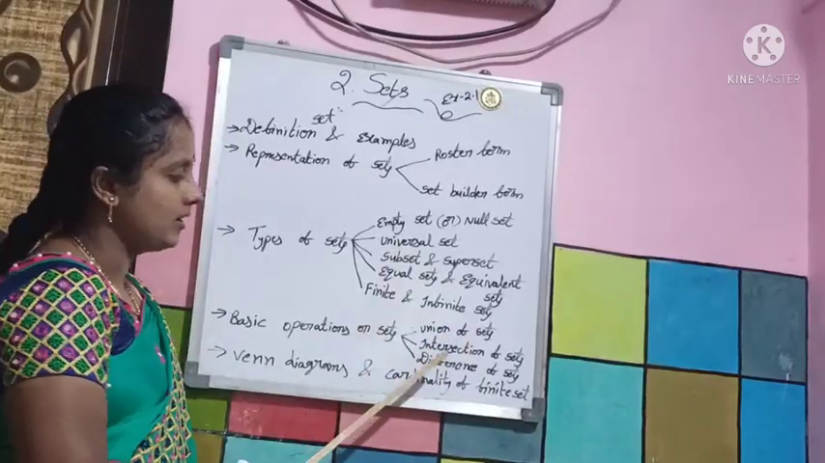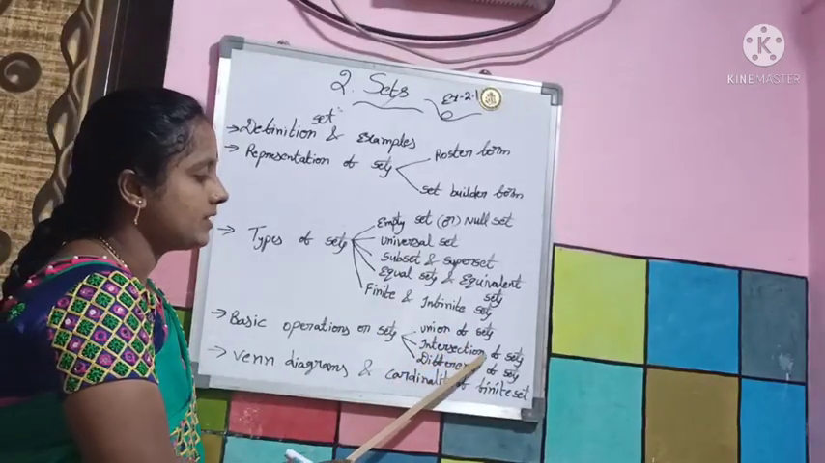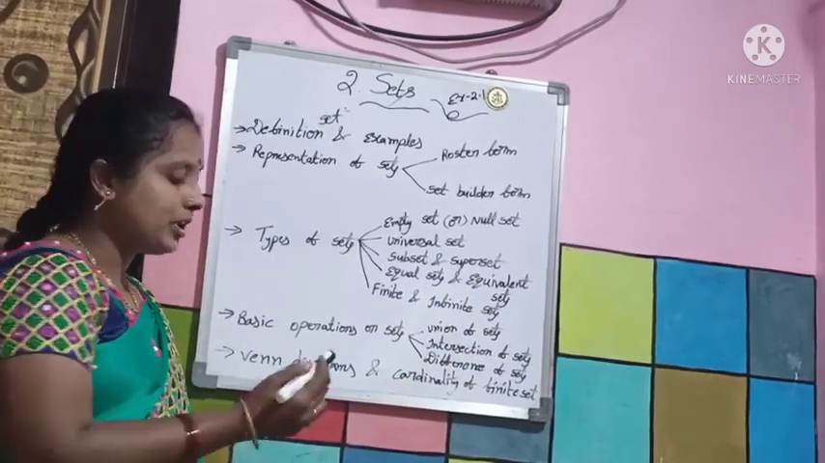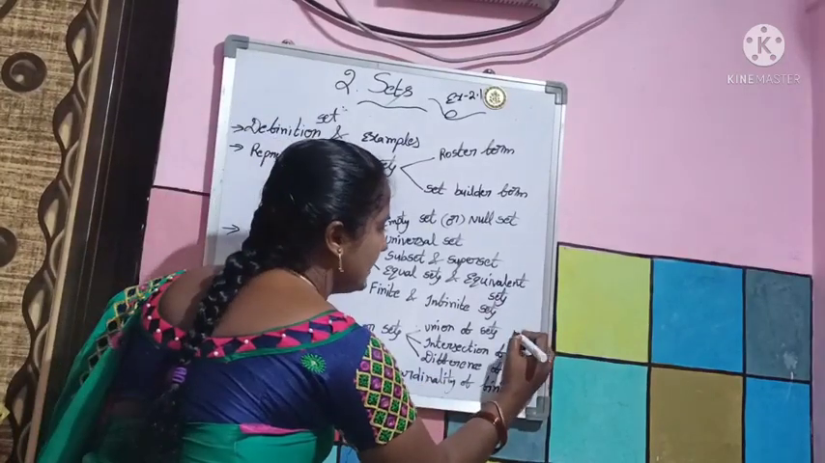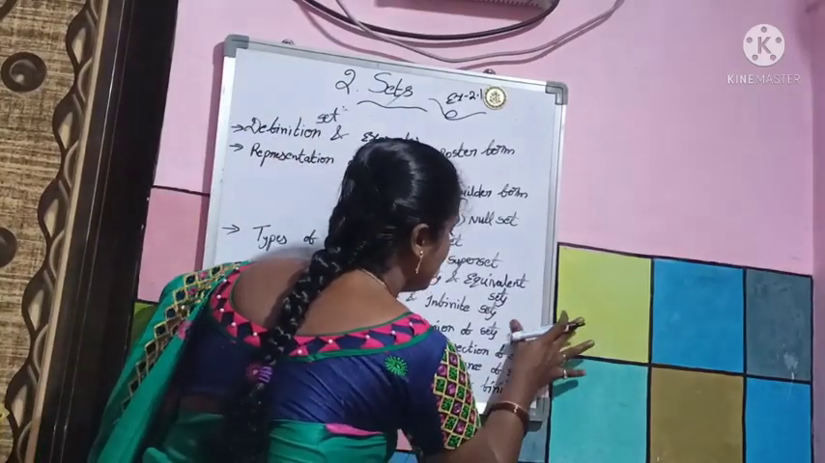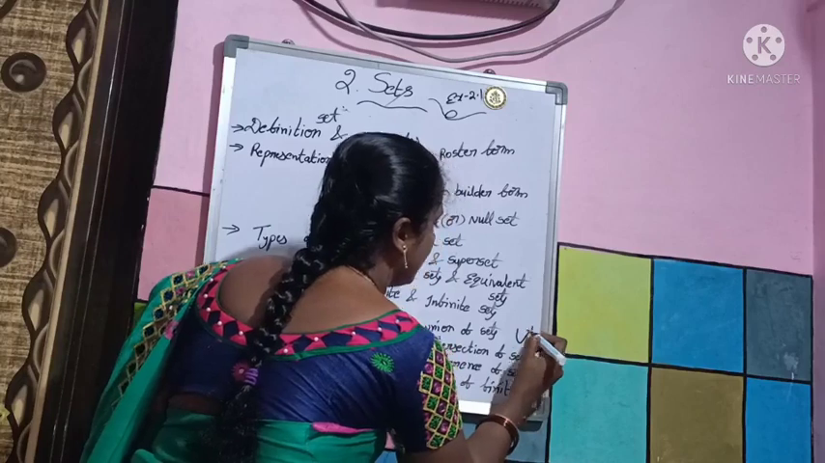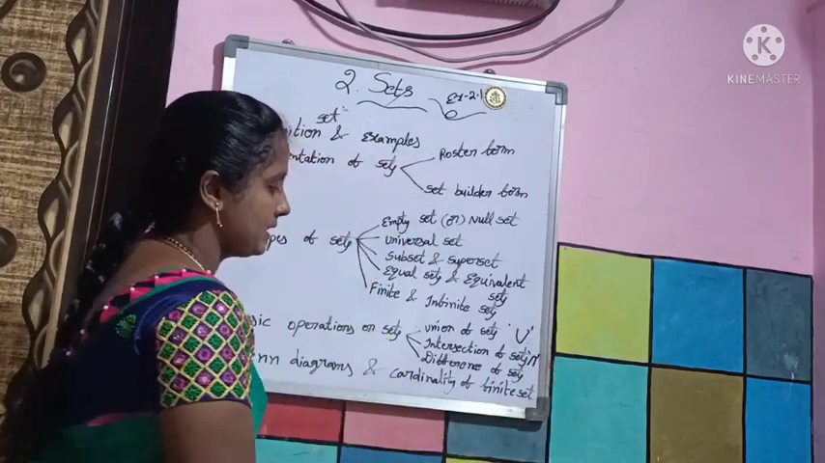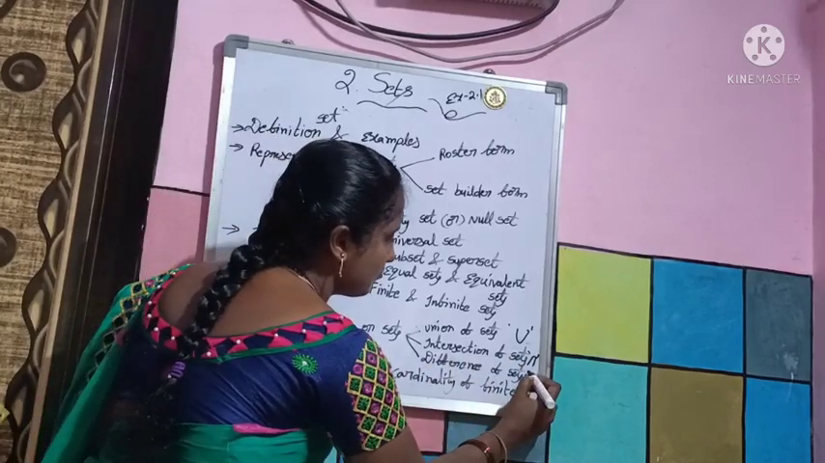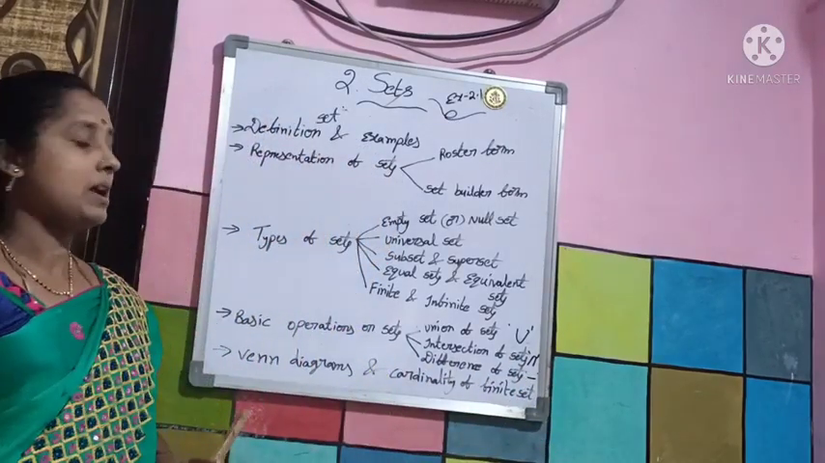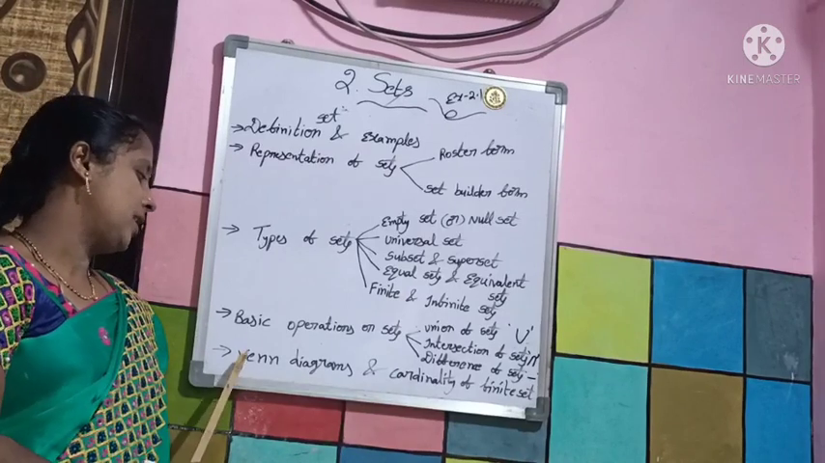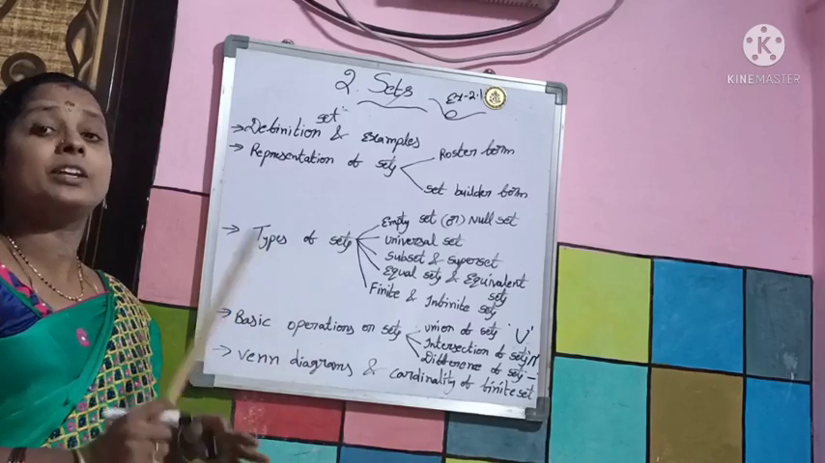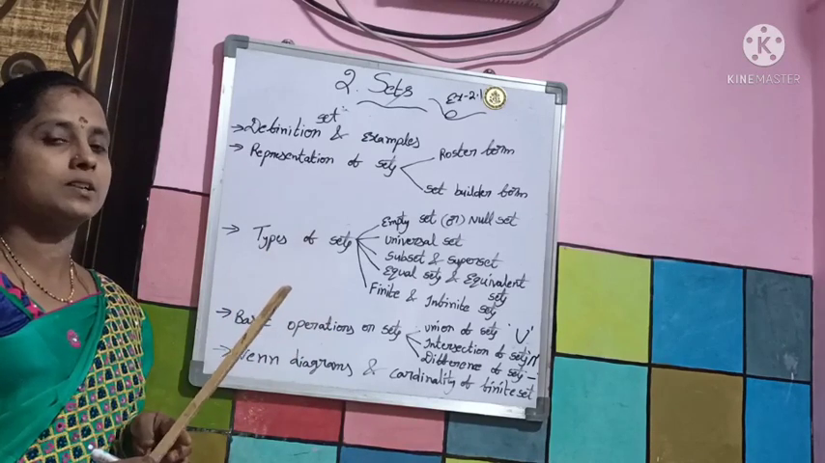Union of sets is first. Second one is intersection of sets. Third one is difference of sets. Union of sets means this symbol. This symbol is intersection of sets. Difference means minus symbol. Next, Venn diagrams. We draw the different types of Venn diagrams.